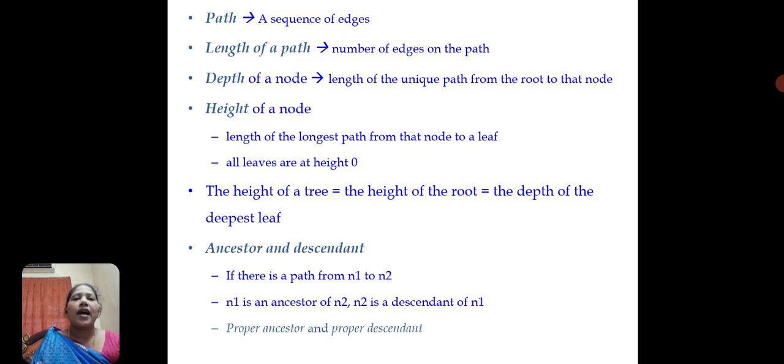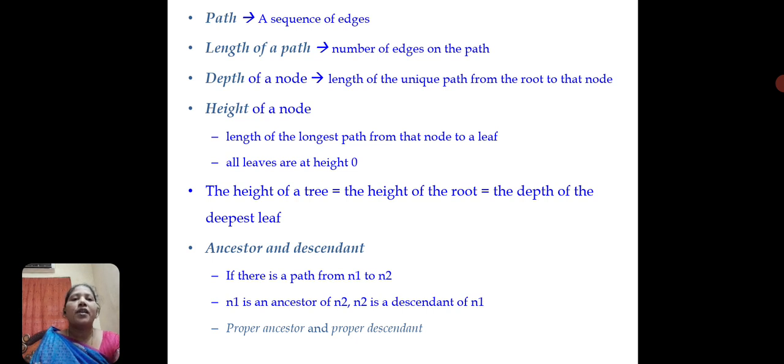The next one is height of a node. You find the longest path from that node to a leaf node. That will be considered the height of a tree. All the leaves will be at the height of 0, and the root node will be at the depth of 0. The depth of the root node will be 0.